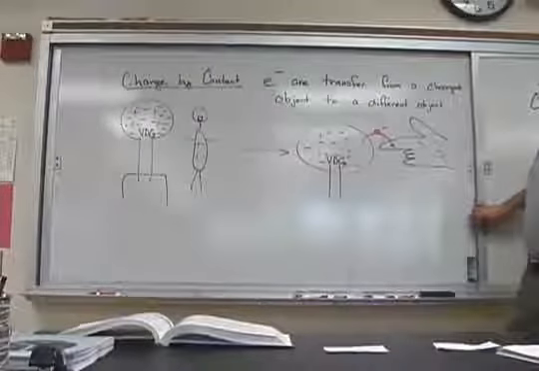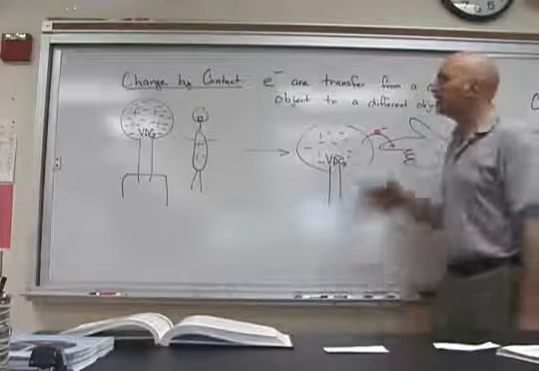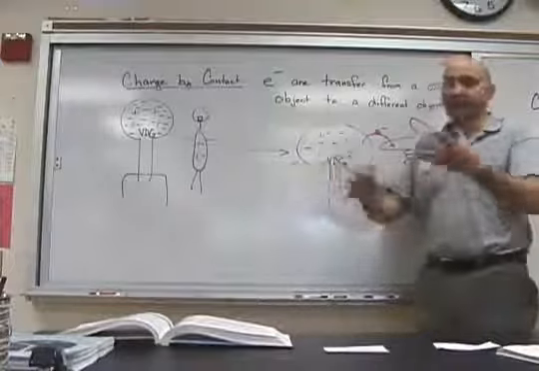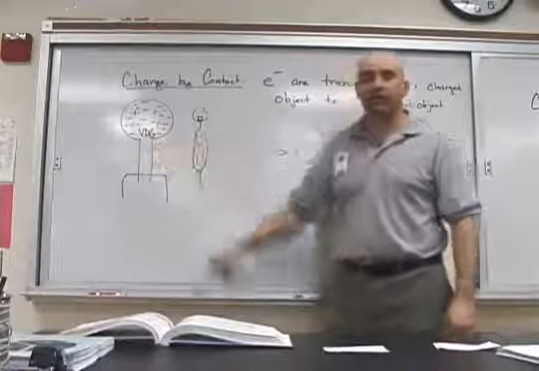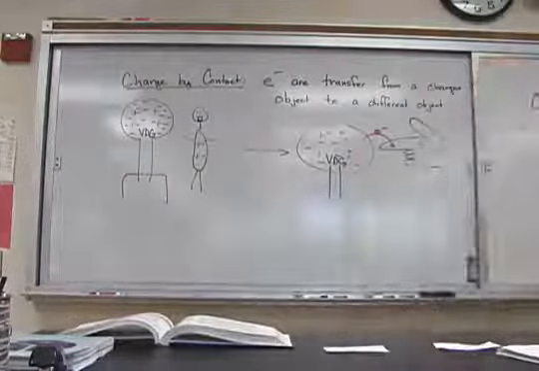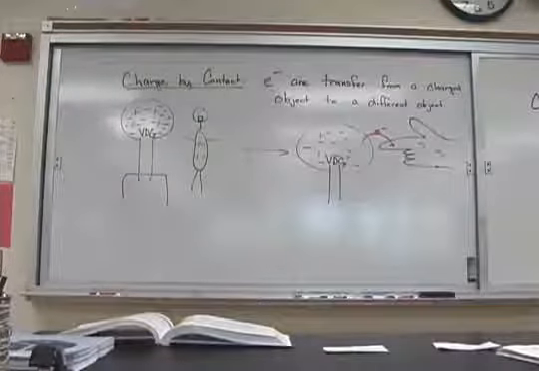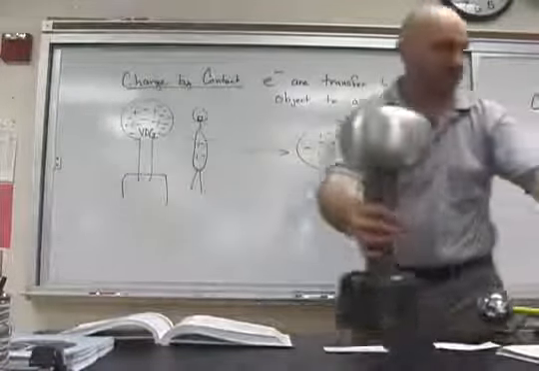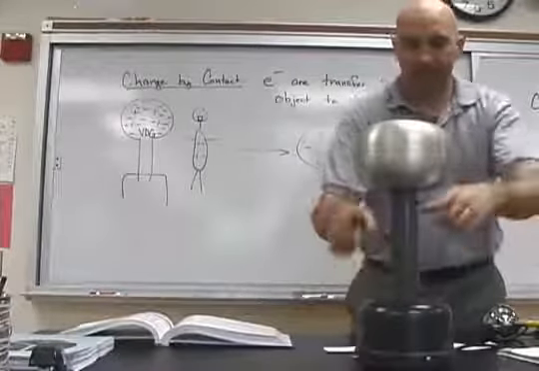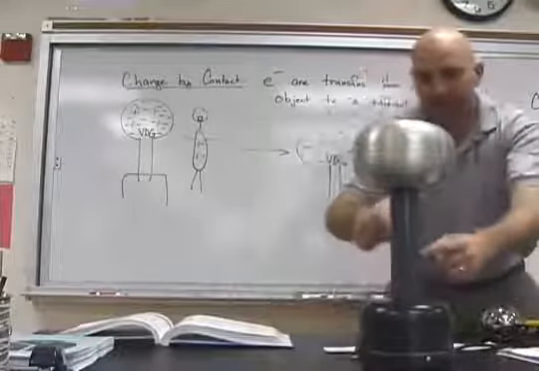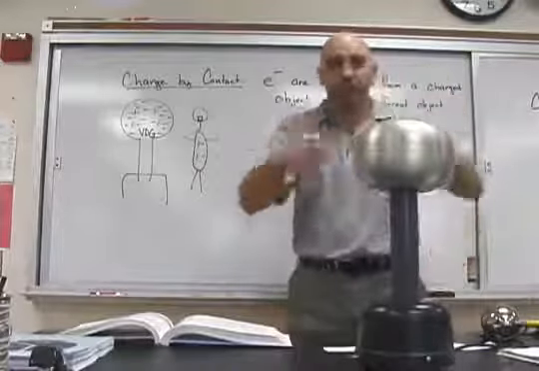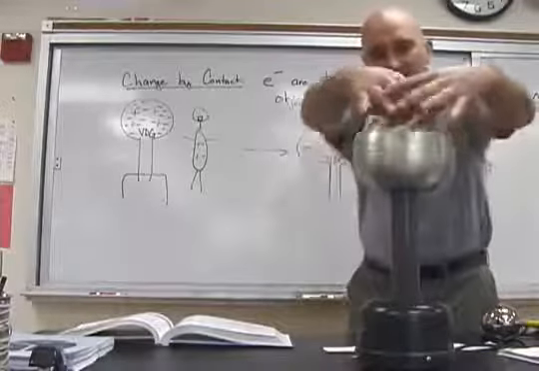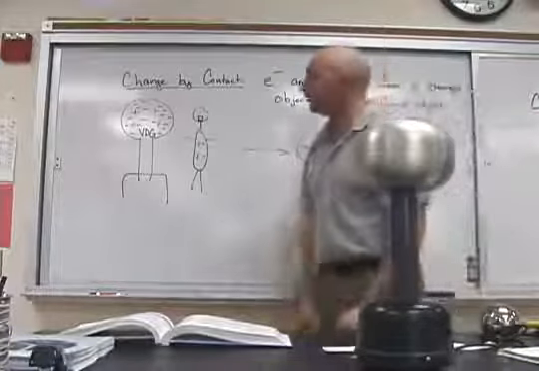The second is called charging by contact. And there's this device that students love. It's called a Van de Graaff generator. Basically it's a large steel sphere set atop a column that inside has a piece of rubber that in essence rubs against a shirt over and over again and dumps all of those electrons into this big metal sphere.